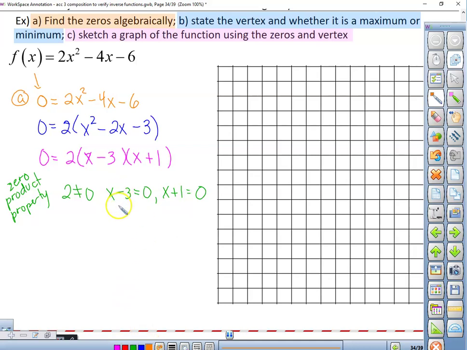And so using our algebra, here we would add 3 to both sides. So this gives us x equals 3. And here we'd subtract 1, giving us x equals negative 1. The 3 and the negative 1 are the zeros of our function. So our zeros are negative 1 and 3.